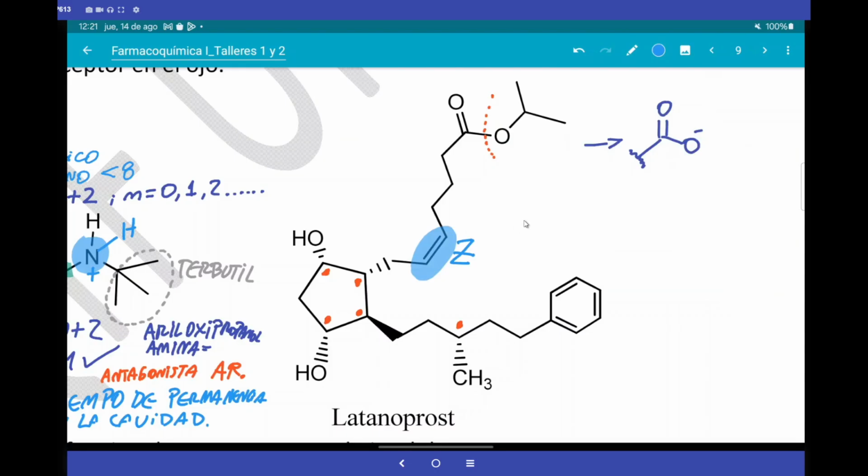If we had the E configuration, it does not have activity, or has less. If we change all the central centers we lose activity, or it has less, though it does not necessarily lose it 100%. The mechanism of action is going to be a different question.